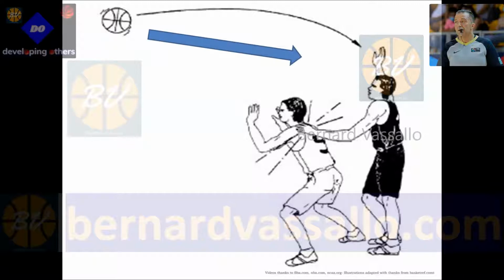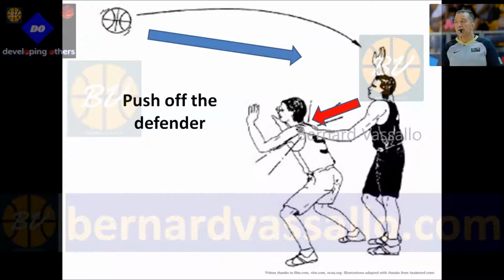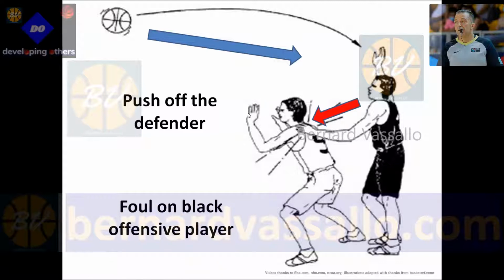What does the post player do? He pushes off his defender, and in this case, obviously, if the defender is pushed off from his position, this has to be a foul on the offensive player in black. Why? Because the offensive player has gained an advantage.